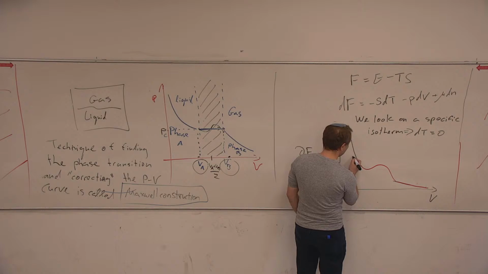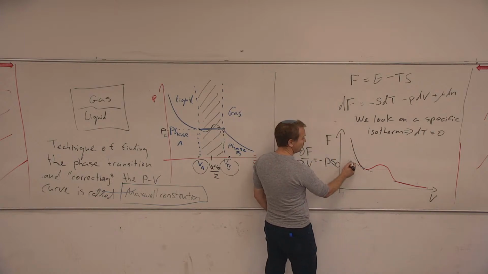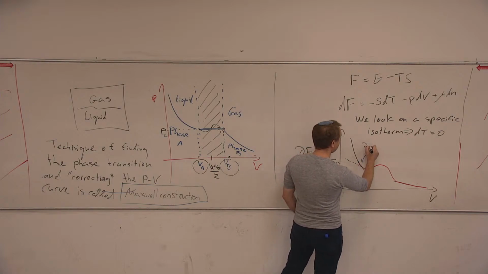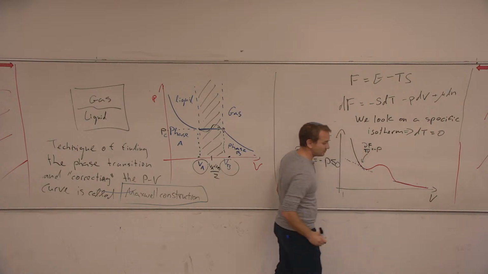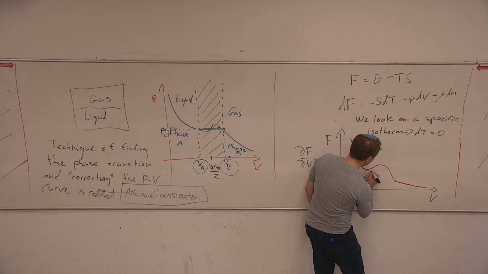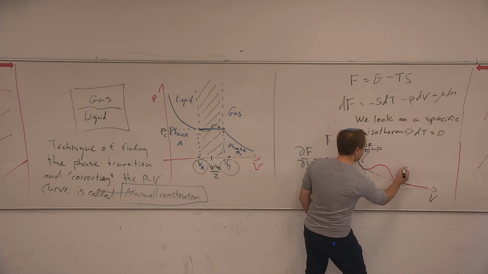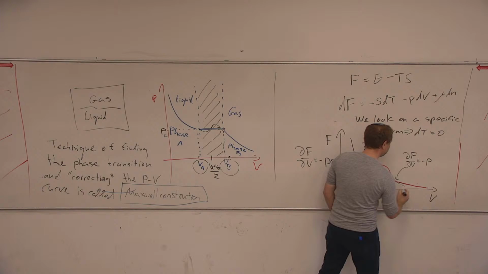Here, a tangent, over here, a tangent. The derivative, or basically the slope of the tangent, is dF/dV. It equals minus P. Okay. Now, this is dA. At this point, you can continue this tangent. And here, the derivative is also dF/dV equals minus P. Okay. This is dV.